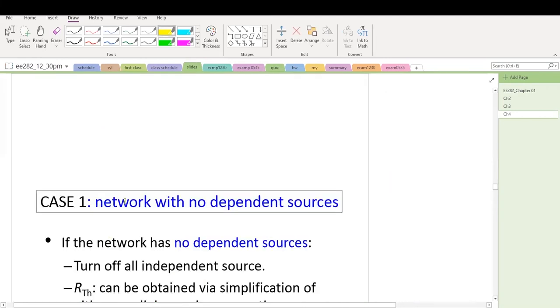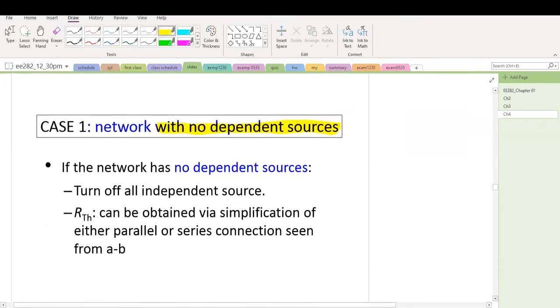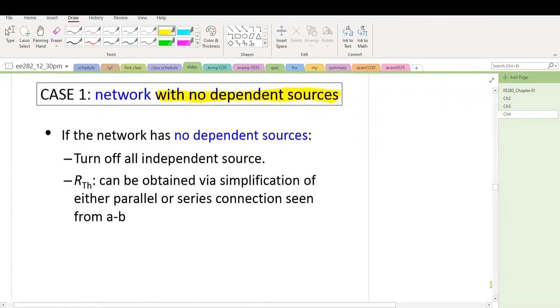Now let's look at a circuit without dependent sources. For this type of circuit without any dependent source, it's relatively easy. To obtain RTH, the equivalent resistance, we want to turn off all the independent sources, I mean, independent current sources or independent voltage sources. And then we just use simplification of the connections, and we can figure out the resistance.